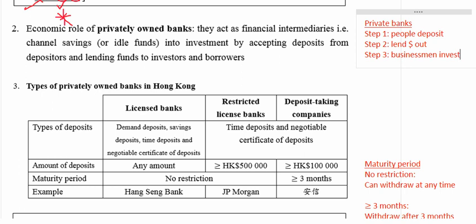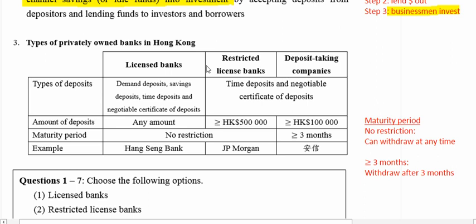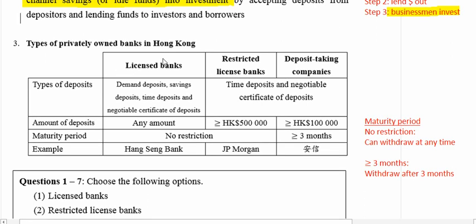Therefore, private firms are very important to the economy such that businessmen can have money to make investment. And the function is called channel savings into investment. Savings are called idle funds because people are not using them at the moment. In Hong Kong, there are 3 different types of private banks. The licensed banks, the restricted license banks and the deposit-taking companies.